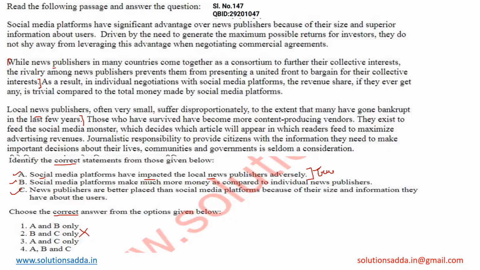Let's read the next statement. Statement B says social media platforms make much more money as compared to individual news publishers. Yes, it is also true that social media platforms make much more money because the users nowadays are in the millions when we talk about any individual social media platform. So they are obviously making much more money as compared to the local news publisher. So statement B is also true.